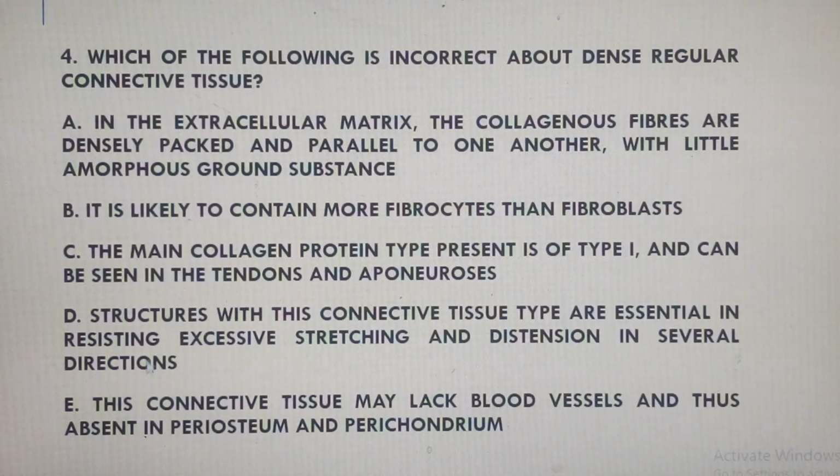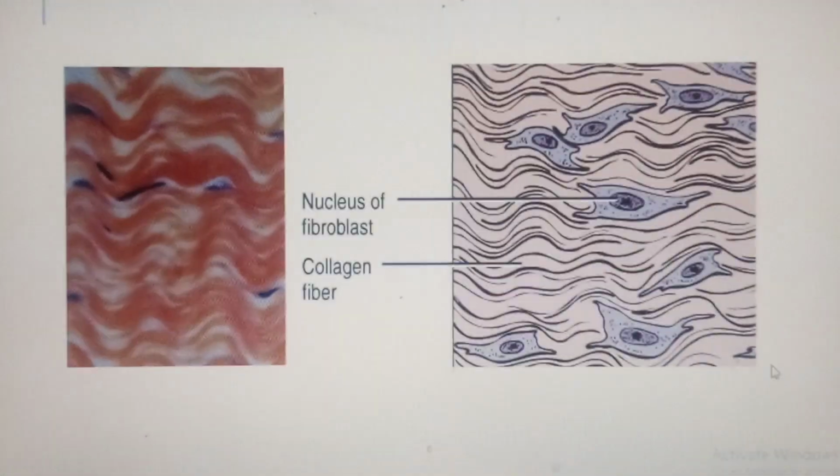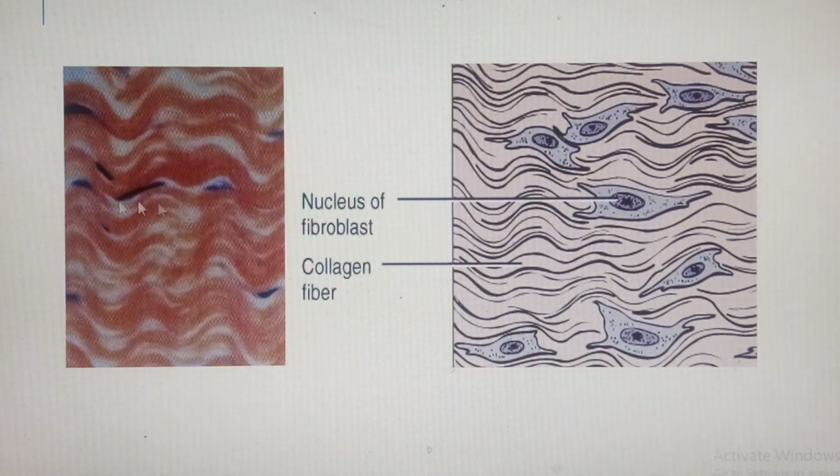Again, D is also correct. So D and E are both correct answers because they are both wrong statements. Let's justify that. If you look at the fibers, although we are seeing these cells as fibroblasts, we are going to find a lot of fibrocytes, having fewer cytoplasmic processes as well as protein synthesis machinery, because this dense tissue has already made a lot of fibers.